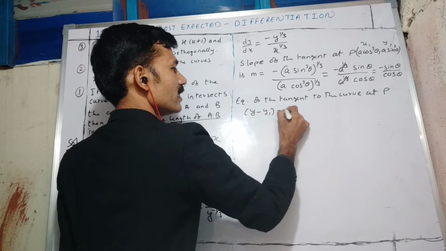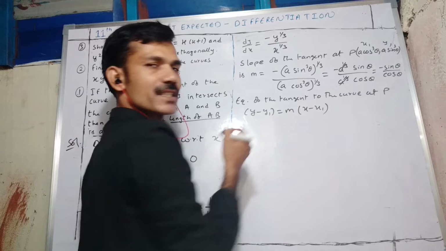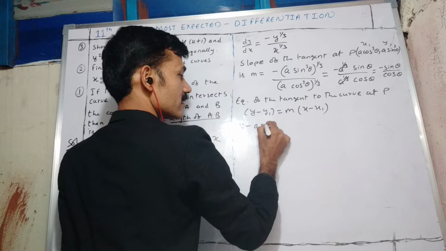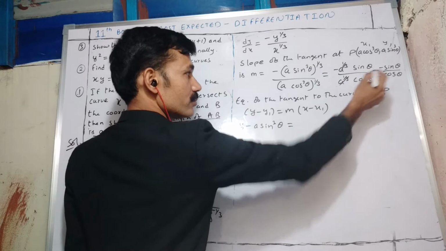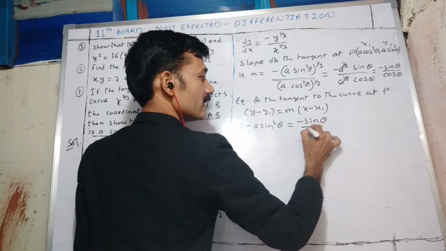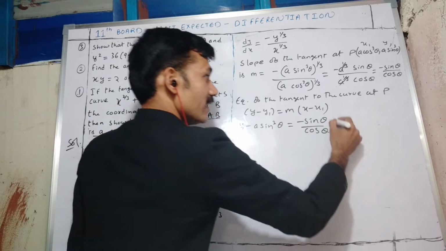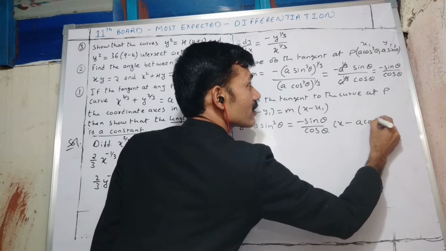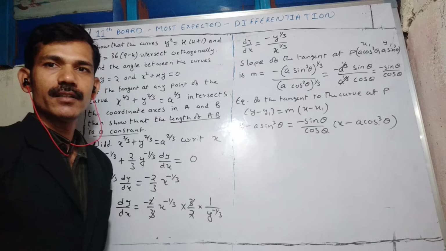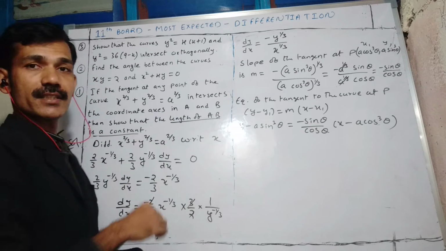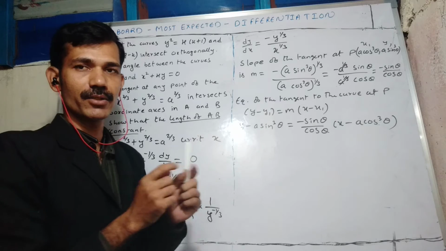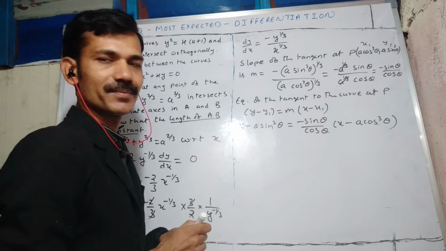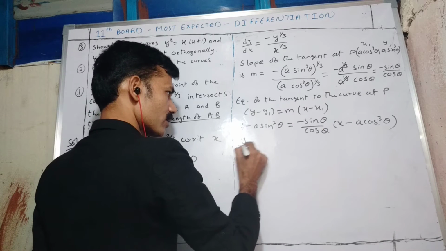y - y1 = m(x - x1). y1 means what we have to take? a sin^3 theta. The slope we just found is minus sin theta upon cos theta. x minus x1. What do we have to write for x1? a cos^3 theta. See, we have to find the points on the coordinate axes, no? We will convert this to intercept form. Then we can find them.